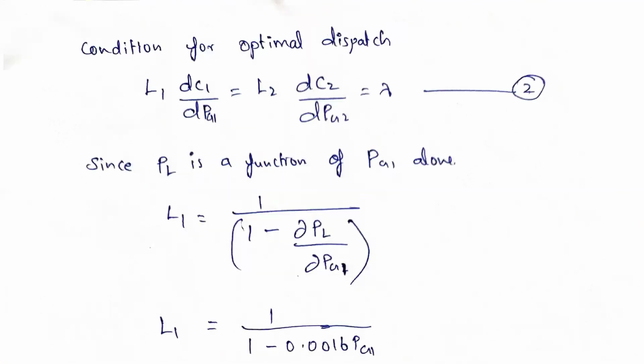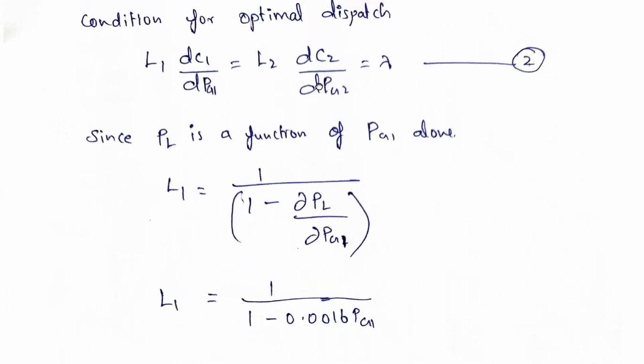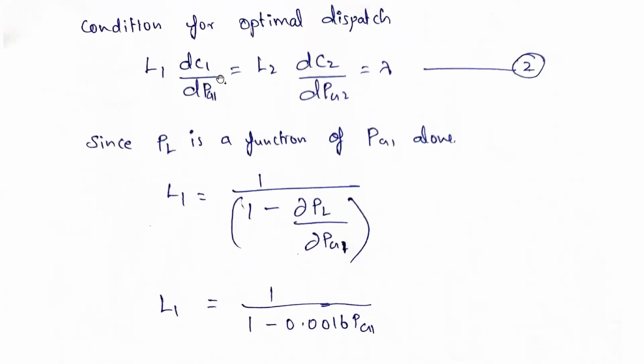Now, what is the condition for optimal dispatch? L1 into dC1 divided by dPG1 is equal to L2 into dC2 divided by dPG2 is equal to lambda. That is the condition for optimal dispatch. Take this as equation number 2. Since PL is a function of PG1 alone, here we are calculating L1. So L1 is equal to 1 divided by 1 minus dPL divided by dPG1.